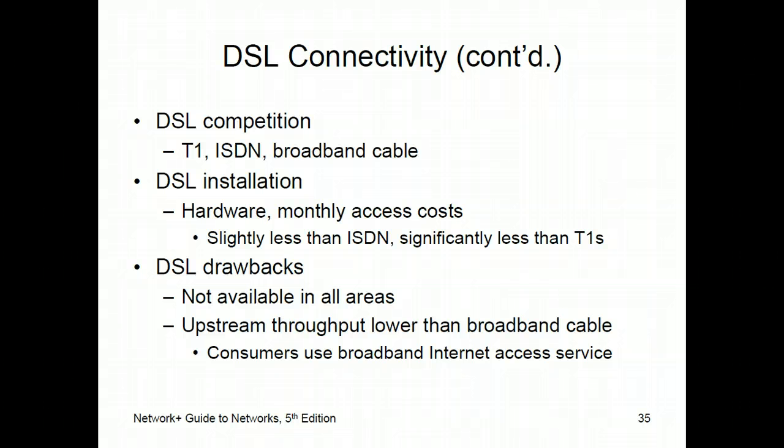And then DSL drawbacks, not available in all areas. Upstream throughput is lower than broadband cable. That used to not be the case. Like I said, when this first came out, upstream was the benefit of DSL over any other transmission at that time. In fact, when DSL first came out, the only other transmission you had prior to that was dial-up. And so it was very, very popular. But now today, cable has upped its ante on the upstream.